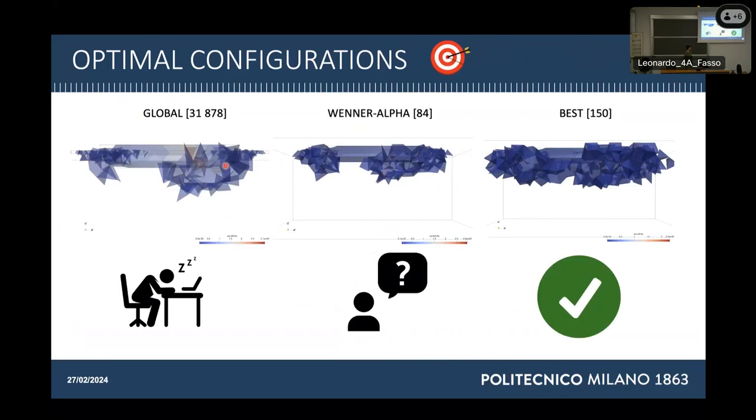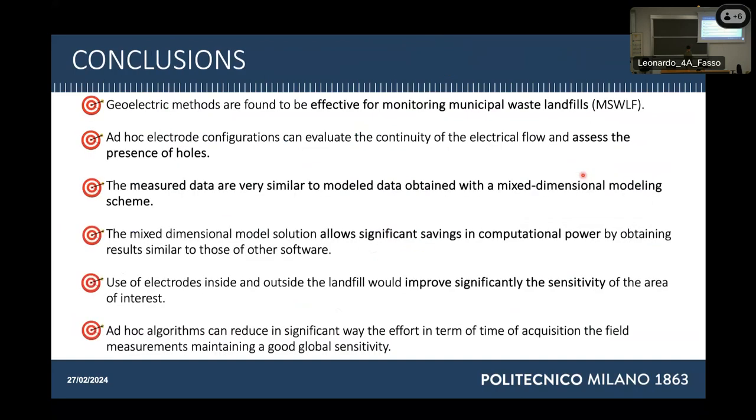If we consider the presence of oil over here, this is the global result considering 24 electrodes. This is the result obtained with the Wenner alpha, so 84 electrodes. And this is the best configuration selected with the algorithm. So we have a good cover of all the area below the landfill. Concluding, I would say that these methods are commonly used in literature and are able to give us interesting information about the condition of the liner and the monitoring of municipal solid waste landfills.